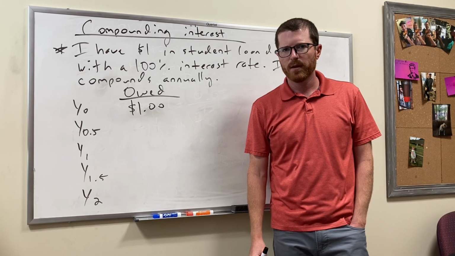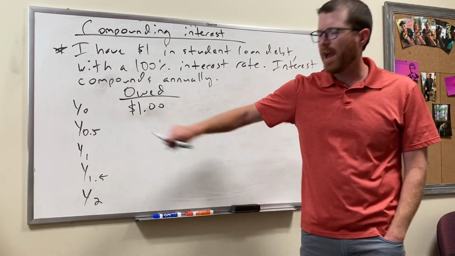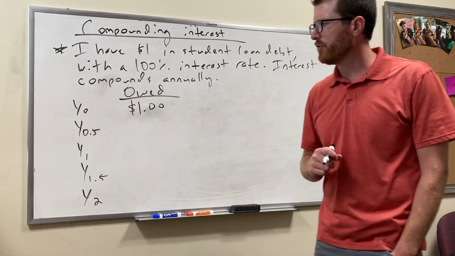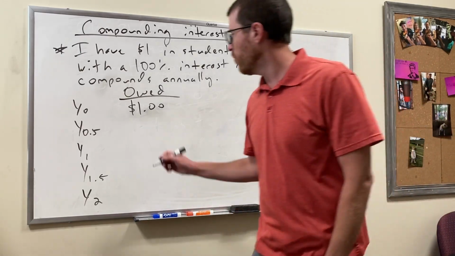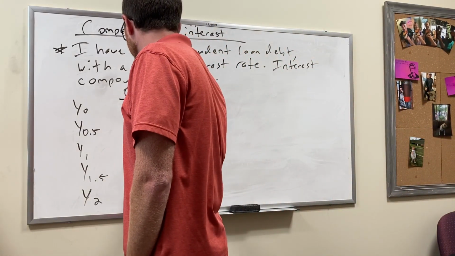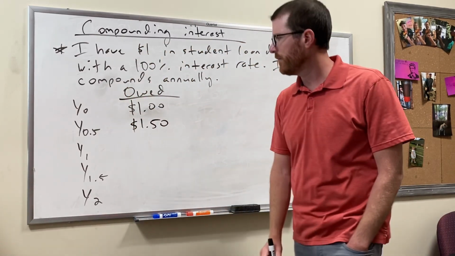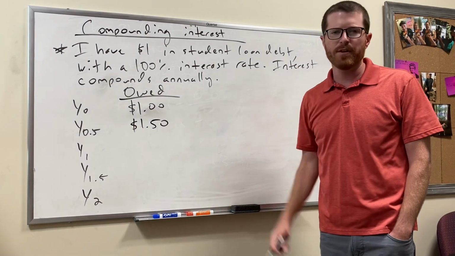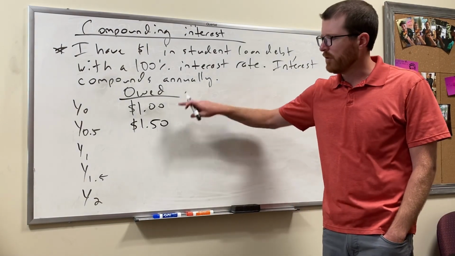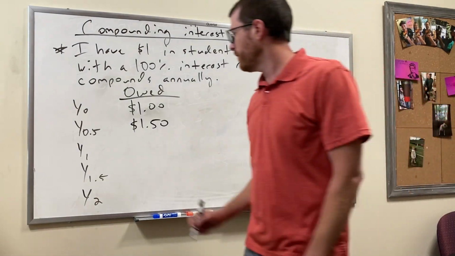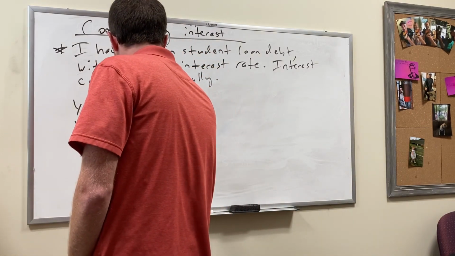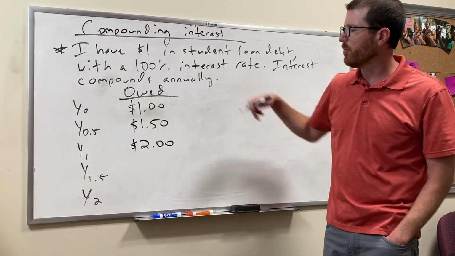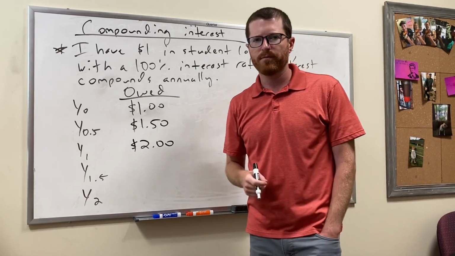All right. How much am I going to owe half a year from now? If we have a 100% interest rate, I'm going to owe $1.50. All right, so it's going to grow half of its full amount in half a year's time. And then 1 year from now, I'm going to owe $2. All right. So here, between year 0 and year 1, we get that 100% growth rate that we would expect.